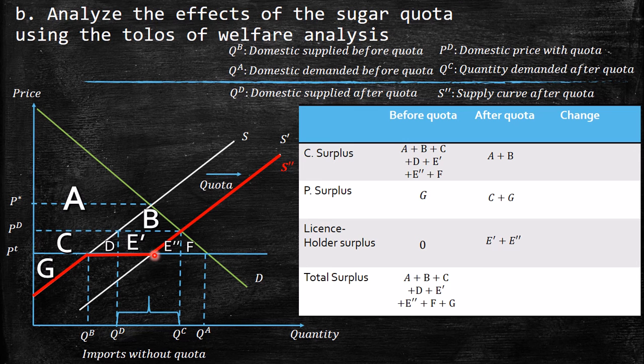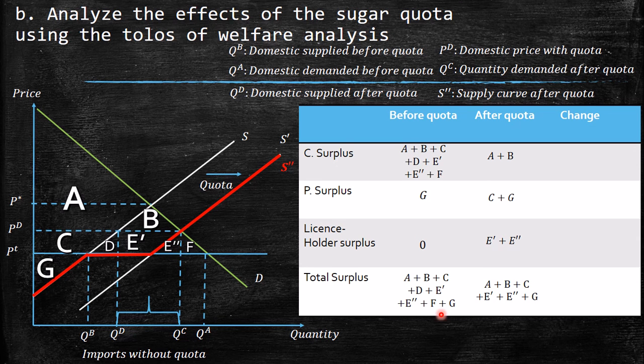So remember, they go to the foreign market and they bring the products at the price of PT and they sell them at the price of PD. So this difference, which is going to be measured by the quantity imported times the difference in price that they earn, this is considered this rectangle E prime plus E2 prime. This is considered the license holder surplus.